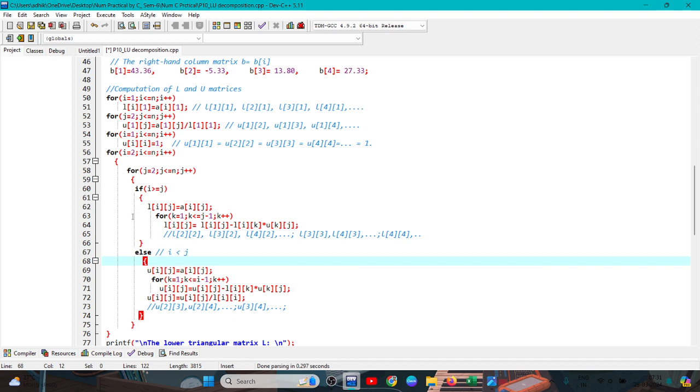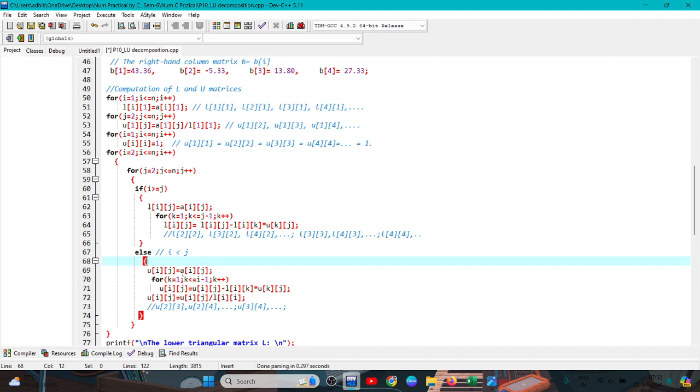Next, again go to j equal to 3, i equal to 2, but j equal to 3. So i is 2, j is 3. Obviously i is less than j, so you enter the else loop, i less than j. So here you calculate u23, i equal to 2, j equal to 3. Enter this loop.